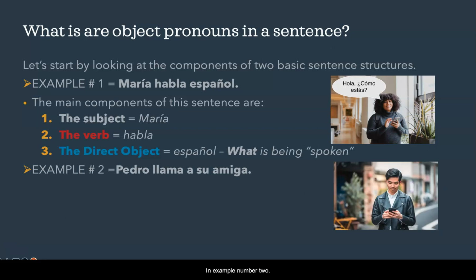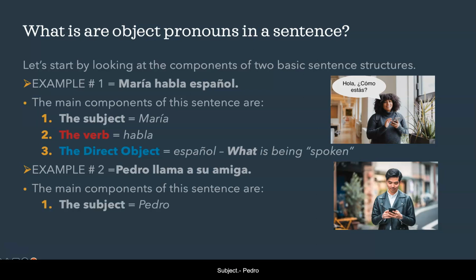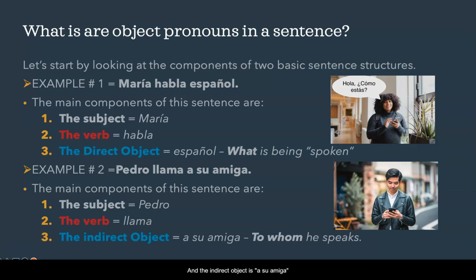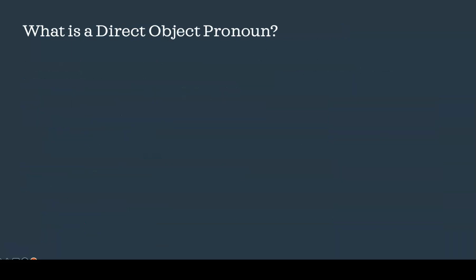And example number 2: Pedro llama a su amiga. In this case, the main components are the subject, Pedro, the verb, llama, and the indirect object, a su amiga. That means to whom he speaks. In this case, it's an indirect object. But let's review these pronouns one by one.